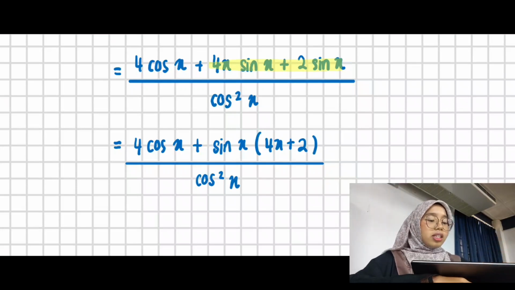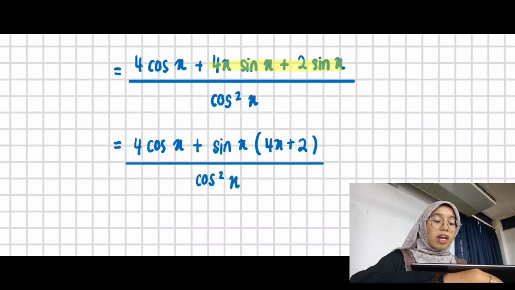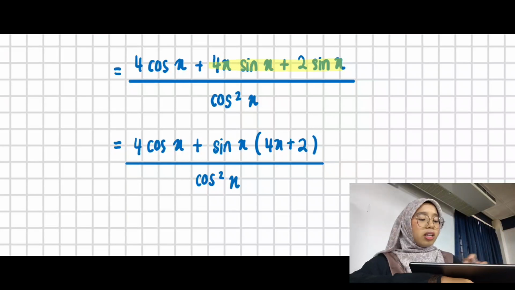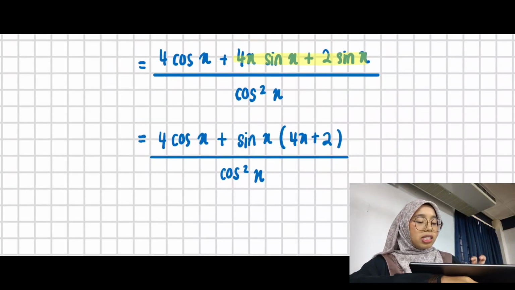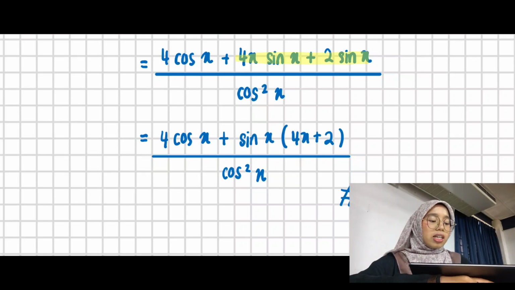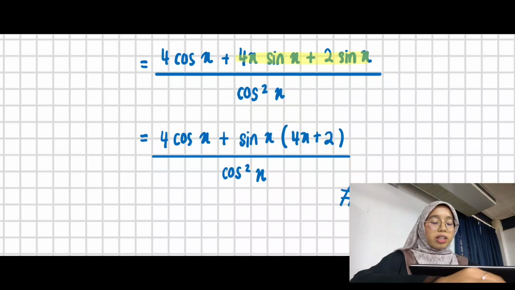So as you can see, for 4x sin x plus 2 sin x, we can factorize the sin x, and then we get the final answer: (4 cos x + sin x(4x + 2)) divided by cos squared x. And that's for question 2.